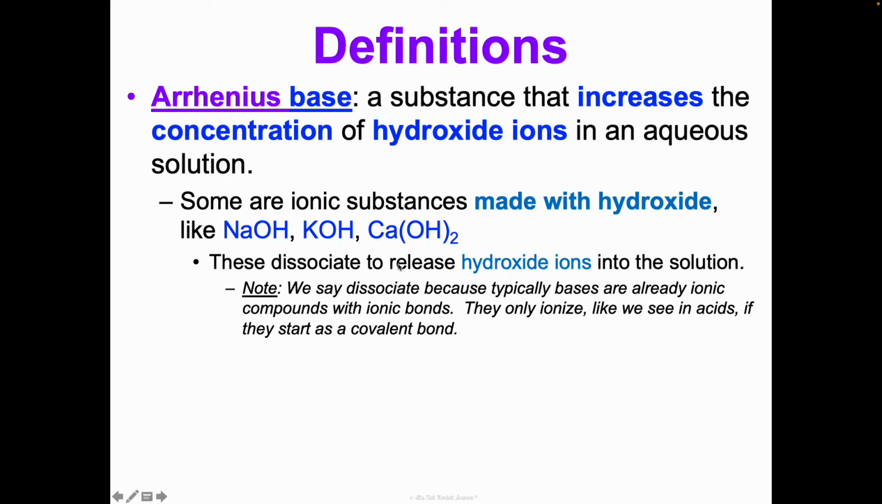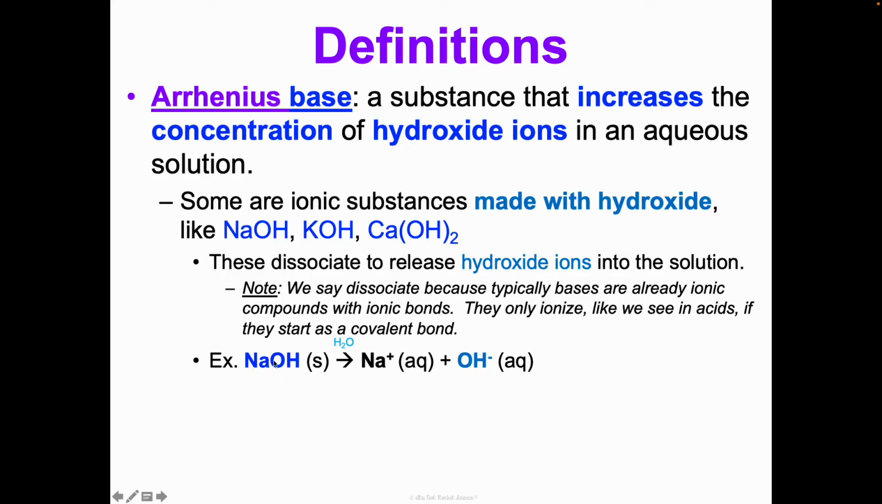Again, we're saying dissociate because typically bases like this are already ionic. They already have ionic bonds. So we only use the word ionize with acids if it starts as a covalent bond. But since these are already ionic compounds with ions in them, they're just dissociating into their ion form. So an example of this, sodium hydroxide, we have water over here. Now notice that I didn't really put it as a reactant. I put it over the arrow.